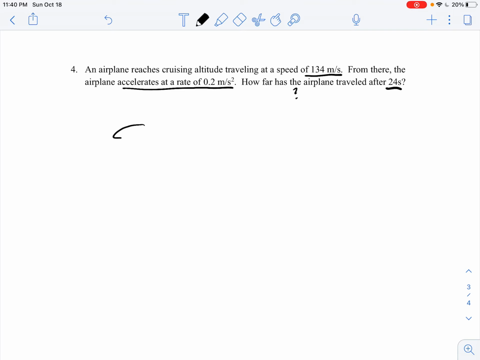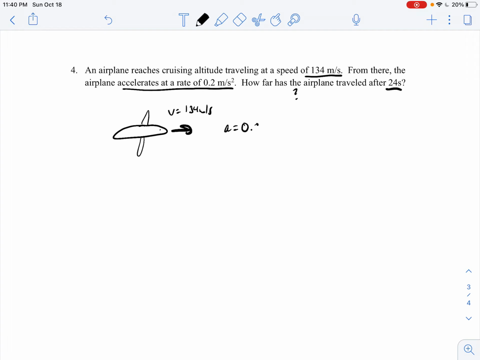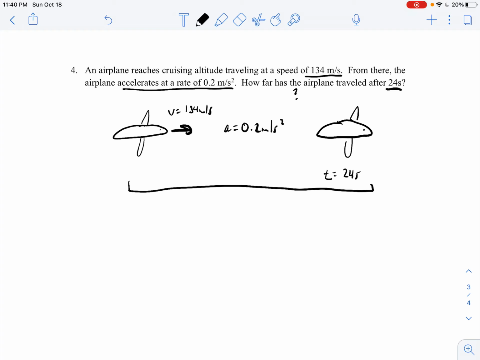So what this is going to look like is we have our airplane. It's traveling at a speed of 134 meters per second. It's going to be accelerating at a rate of 0.2 meters per second squared. And we want to know that after 24 seconds, we want to figure out how far we've traveled.